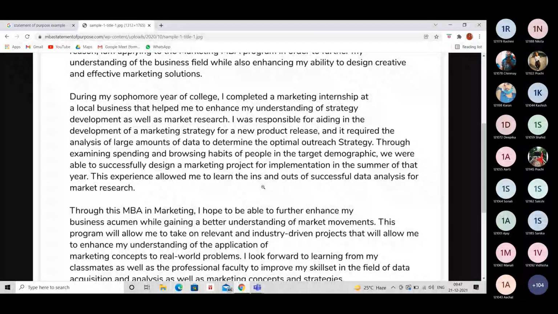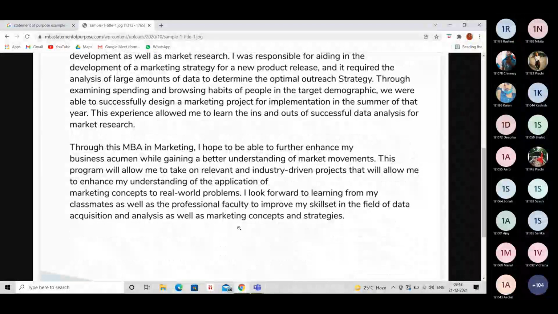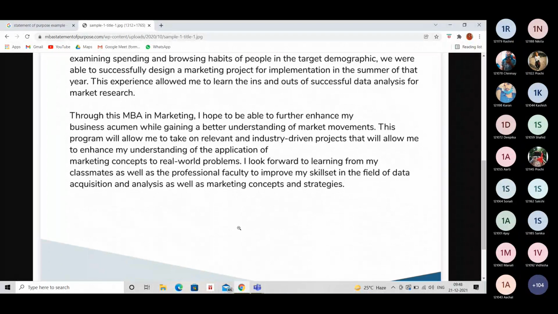Through this MBA in marketing, I hope to be able to further enhance my business acumen while gaining a better understanding of market movements. This program will allow me to take on relevant industry-driven projects that will allow me to enhance my understanding of the application of marketing concepts to real-world problems. I look forward to learning from my classmates as well as the professional faculty to improve my skill set in the field of data acquisition and analysis as well as marketing concepts and strategies.